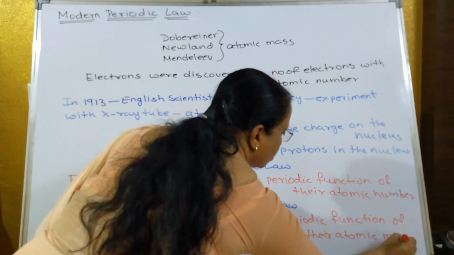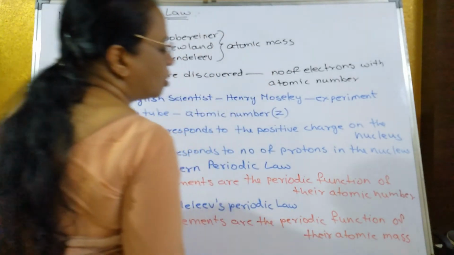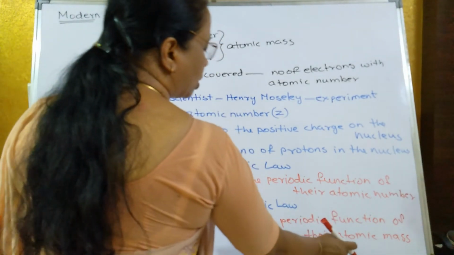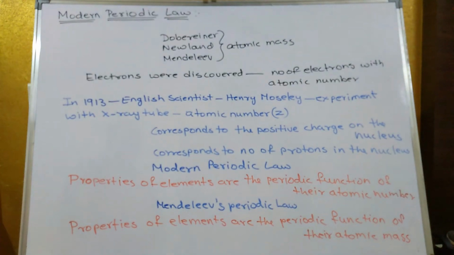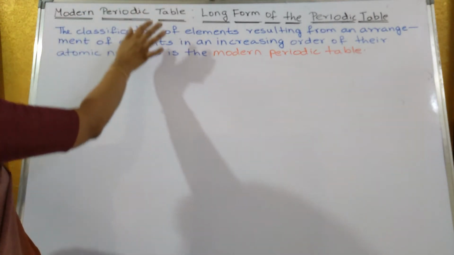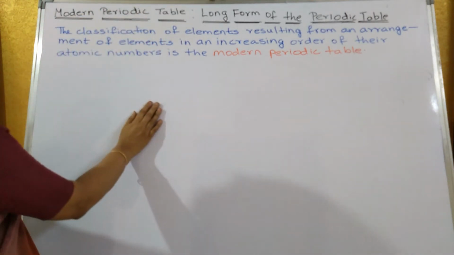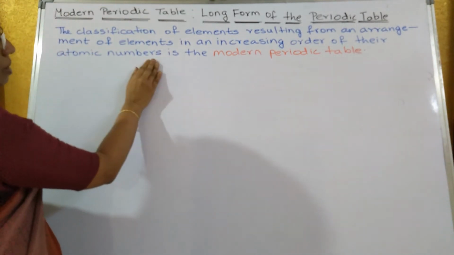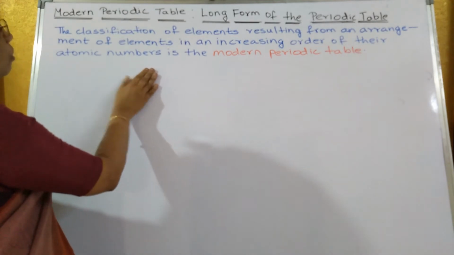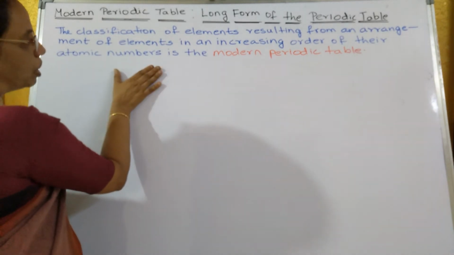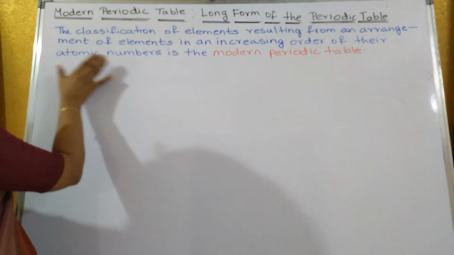Why? Because during that time the interior of the atom, the electron, was not discovered, so they didn't know about atomic number, they knew only about atomic mass. So that is the difference between modern periodic law and Mendeleev's periodic law. Now the classification. What is modern periodic table? The classification of elements resulting from an arrangement of the elements in an increasing order of their atomic numbers is a modern periodic table. Before, the scientists arranged the elements on the basis of what? Atomic mass. Now in the modern periodic table it is arranged in the increasing order of the atomic number.